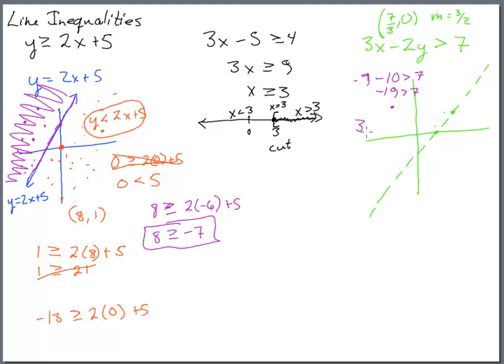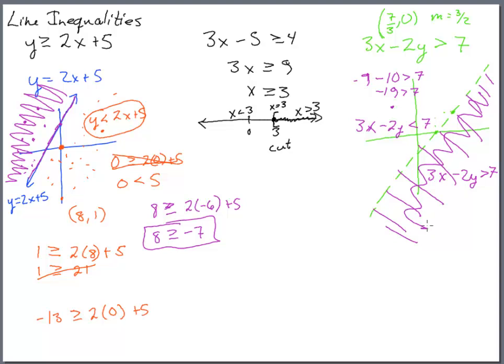So this entire side of this line is where the 3x minus 2y is going to be less than 7. This line is where it is equal to 7, and then 3x minus 2y is bigger than 7 down here. So this is our colored answer. And that's how we end it.